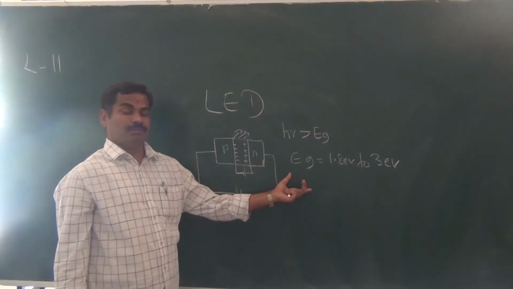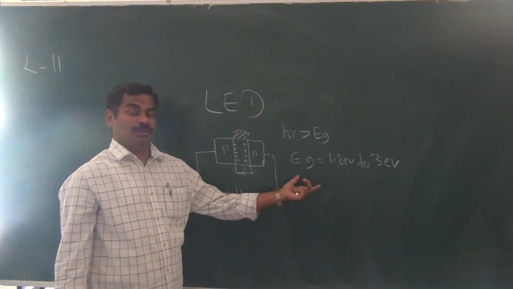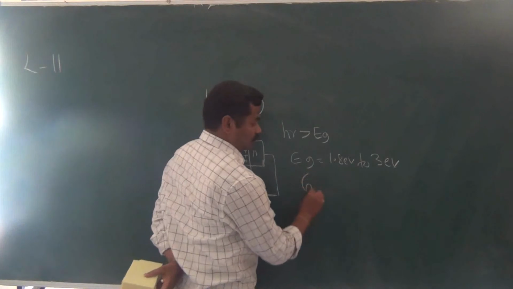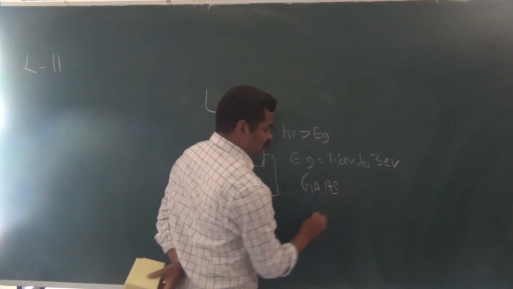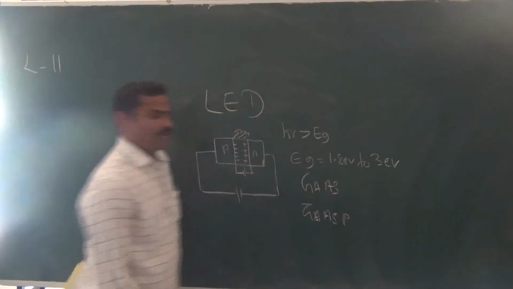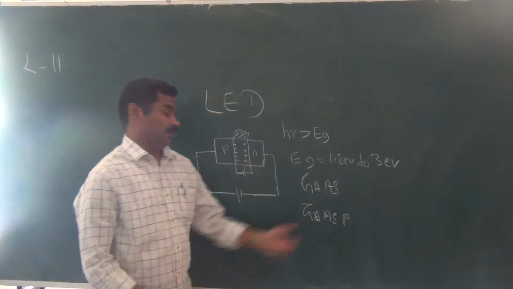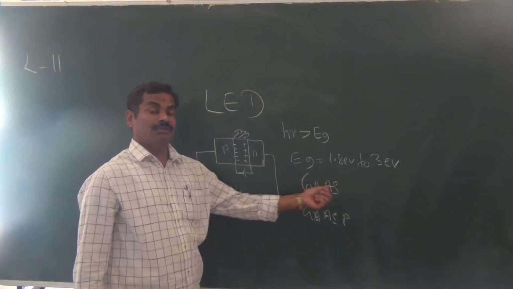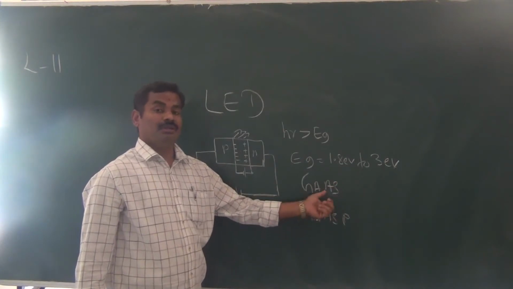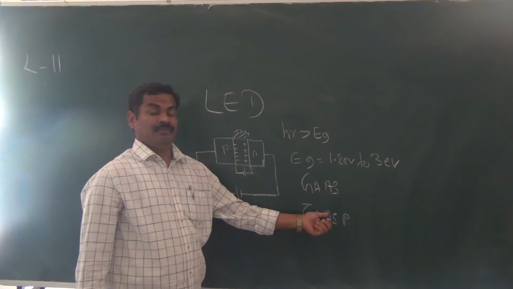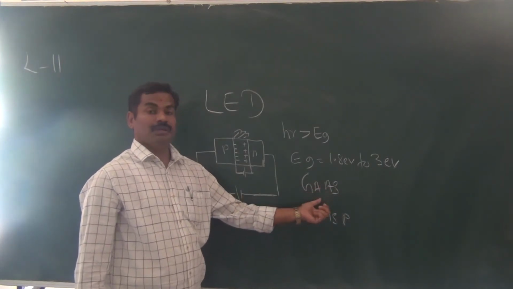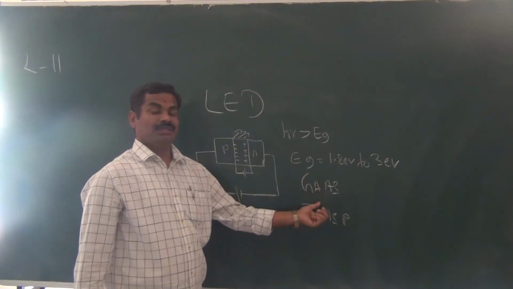If you use silicon or germanium, what happens? Whenever the electron recombines, it gives the energy in terms of heat. But if you use gallium arsenide, or gallium arsenide phosphide, like that you are using compound semiconductors. Here also the electron will recombine, but it gives radiation in the form of light. It produces light, not heat. Whenever the electron recombines, it gives the energy in terms of light.